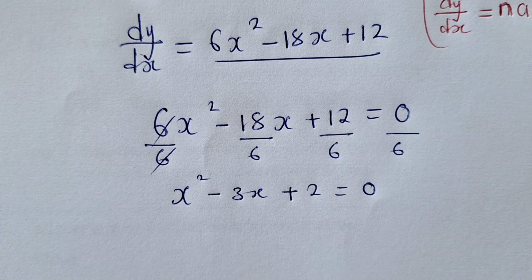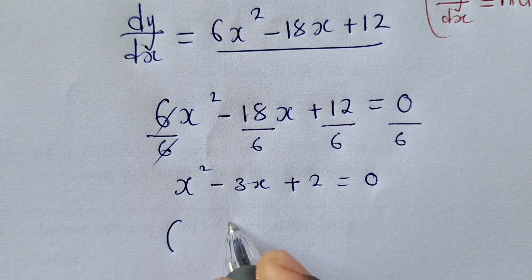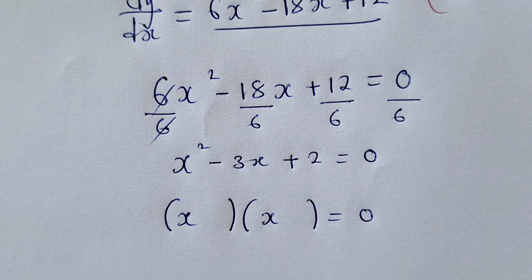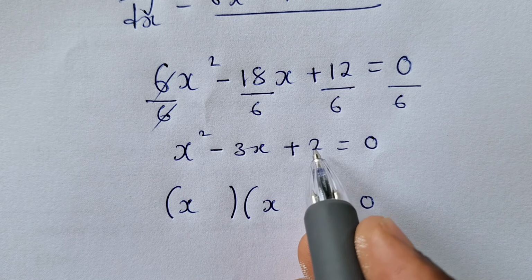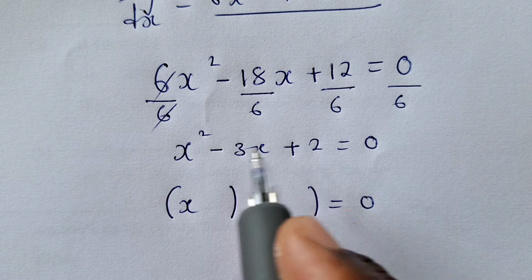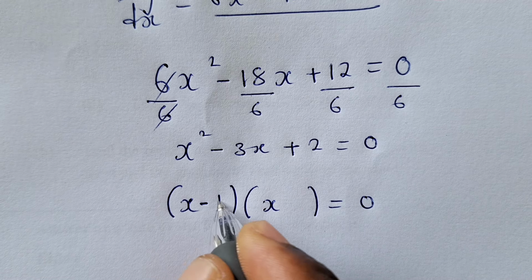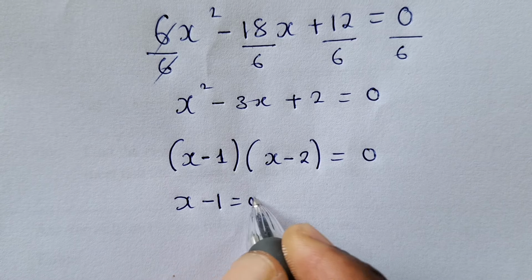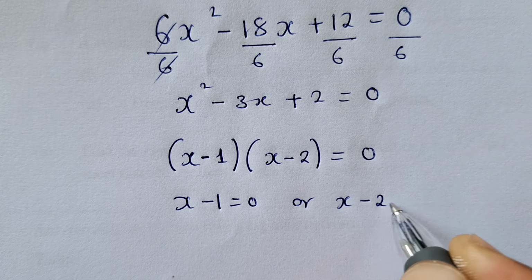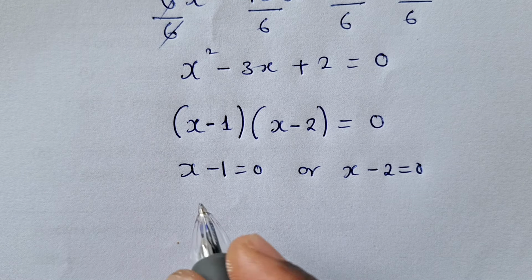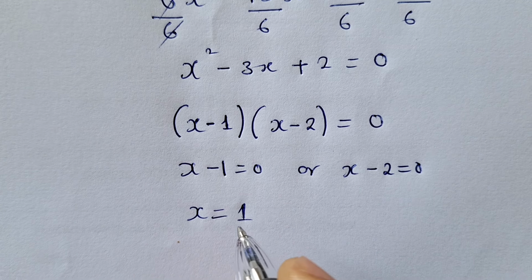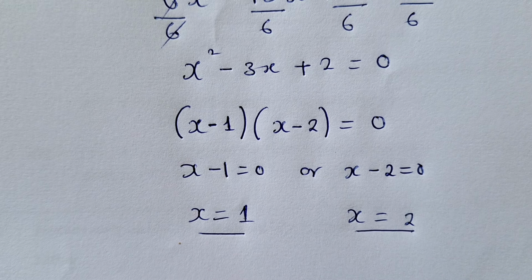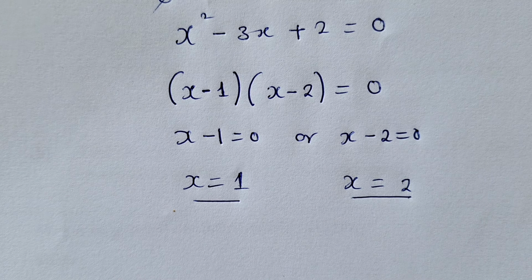Now in solving this quadratic equation, I'll write x inside the brackets, and also here x is equal to 0. Think of two numbers that, when you multiply them, give you negative 2, and when you add those same two numbers, they give you negative 3. It's a negative 1 and a negative 2. So we can say x minus 1 is equal to 0, or x minus 2 is also equal to 0. Therefore, x is equal to 1, or x is equal to 2. So these are the two x values at the turning points.